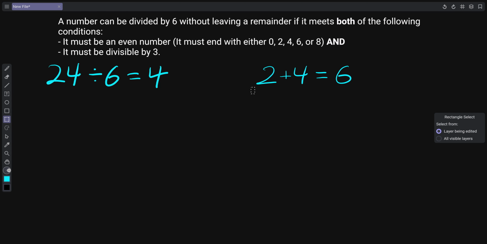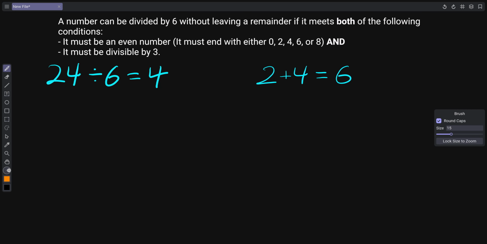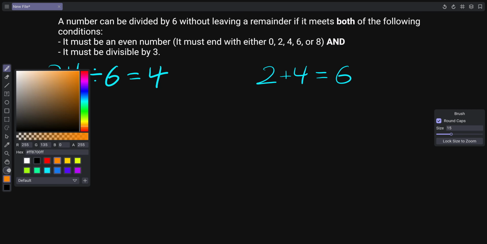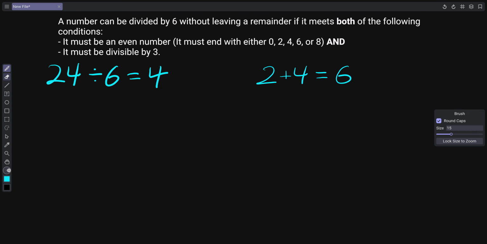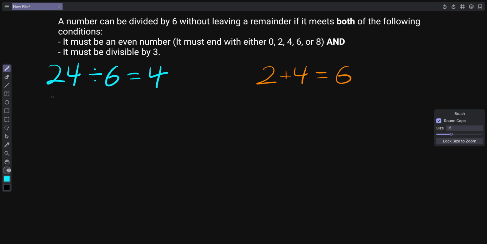And I'm just going to change the color of this just so that it's a little less confusing. I don't want you to think that it was immediately associated with the actual division process. That was just a test to see if that could be evenly divided by 3. So let me just change the color of that real quick. And let's try another number.